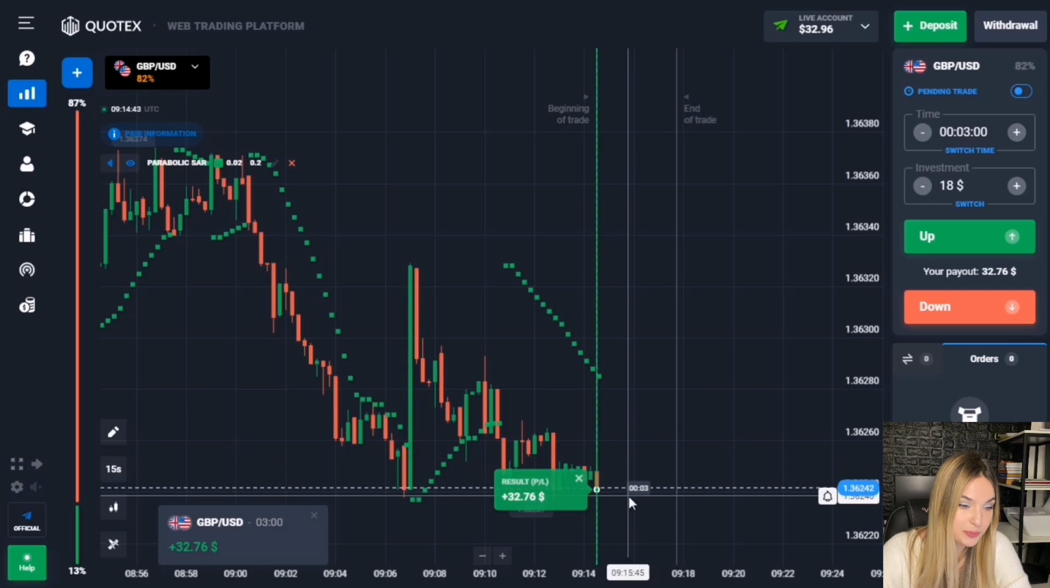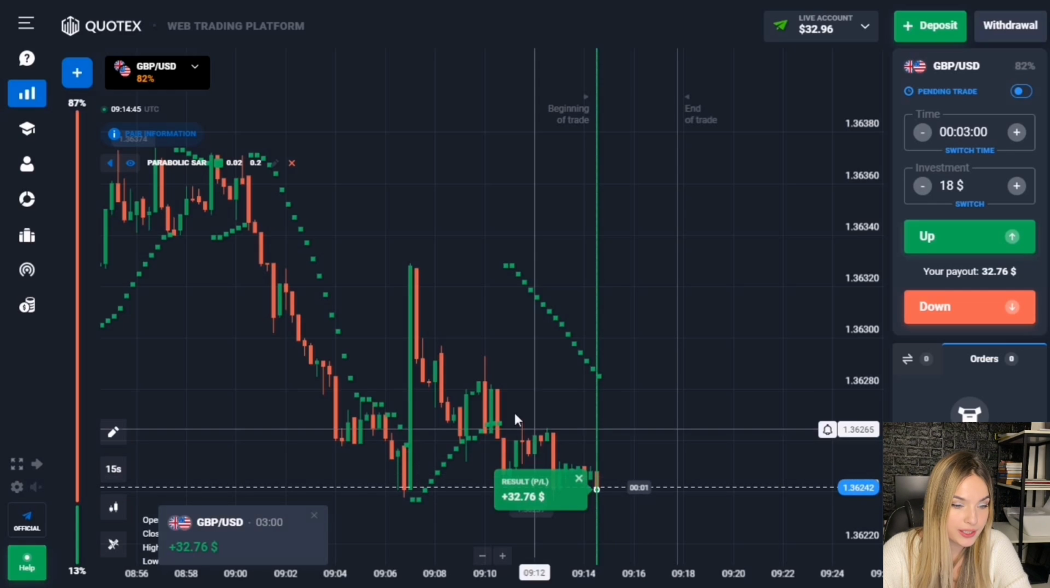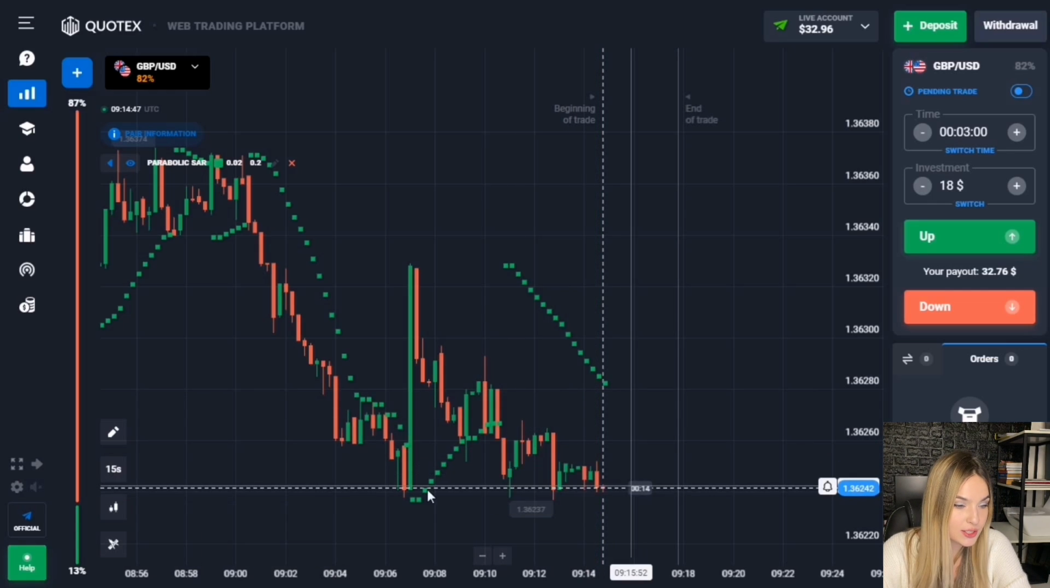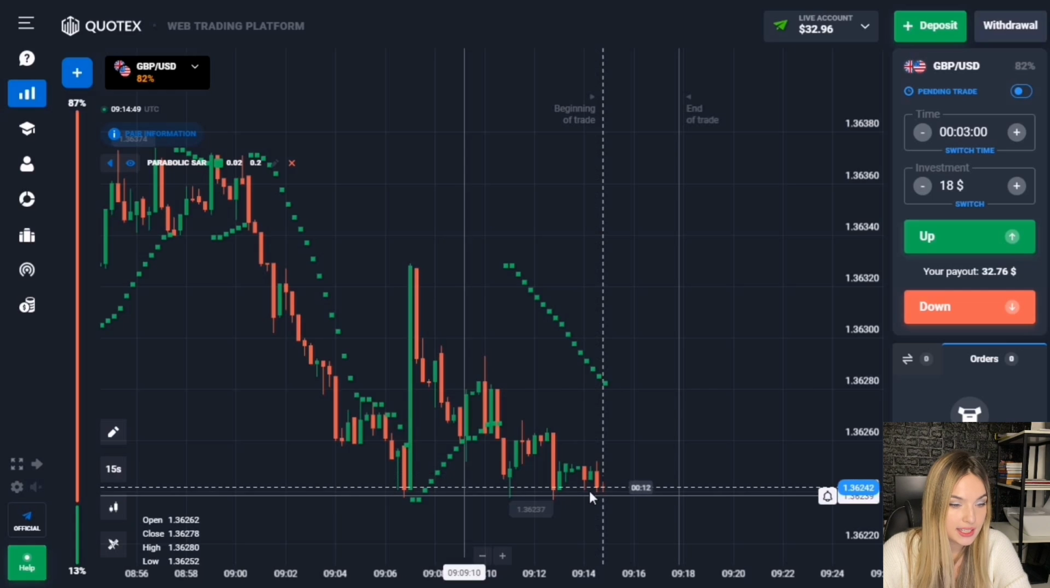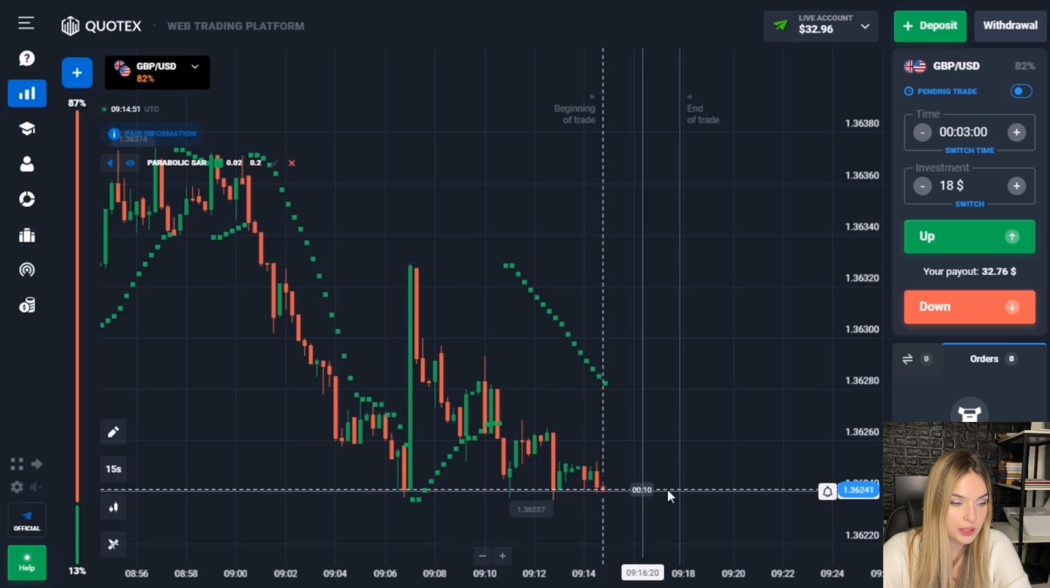Great friends! The price continued its downward movement and we got profit. The indicator again suggested further price movement to us. Let's continue and look for the following situation in the market.